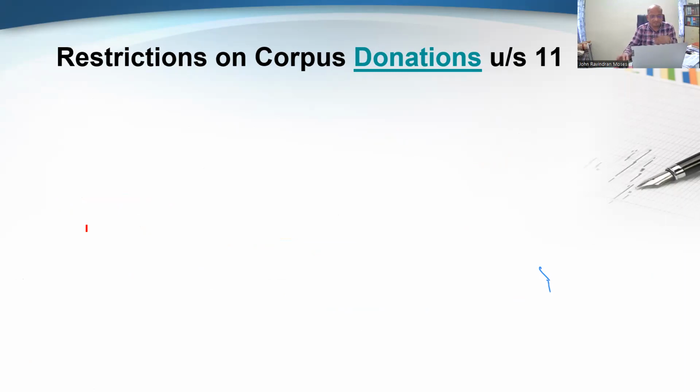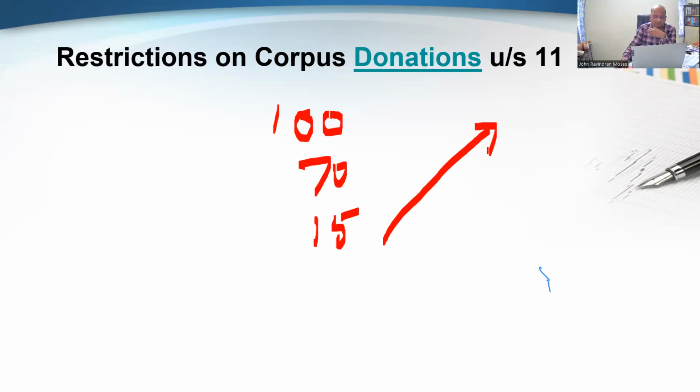Let's take the example. An organization's income is, let's say, 100. And it is expected to apply 85 rupees. Let's say it applied only 70 rupees. So the balance 15 rupees, they are not able to apply. What they do is give an inter-charity donation to another trust, trust B, and this amount they contribute as corpus donation.